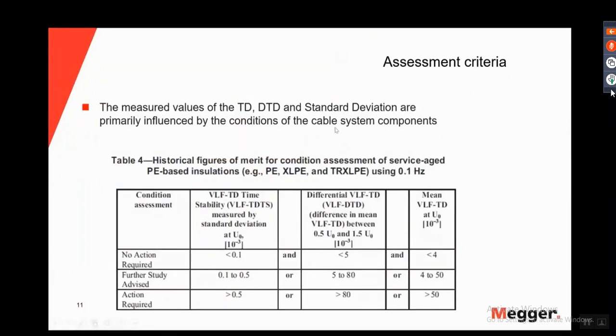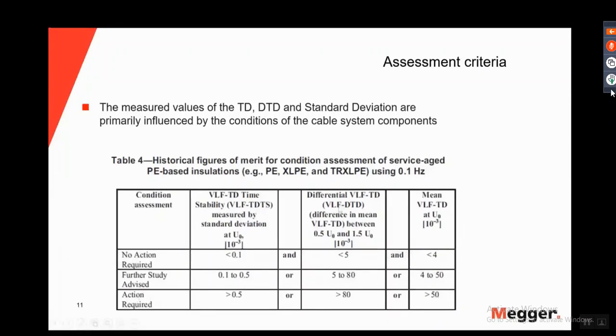Table 4 is the historical figures of merit for condition assessment of service-aged PE-based installations, e.g. PE, XLPE, and TRXLPE, using 0.1 hertz. So this is the table in 400.2. As you see here on the left is condition assessment: no action required, further study advised, and action required. This is actually backwards from what we've shown, but this will be the first slide. Mean VLF TD at operating voltage less than 4 means no action required, 4 to 50, further study advised, greater than 50, action required.